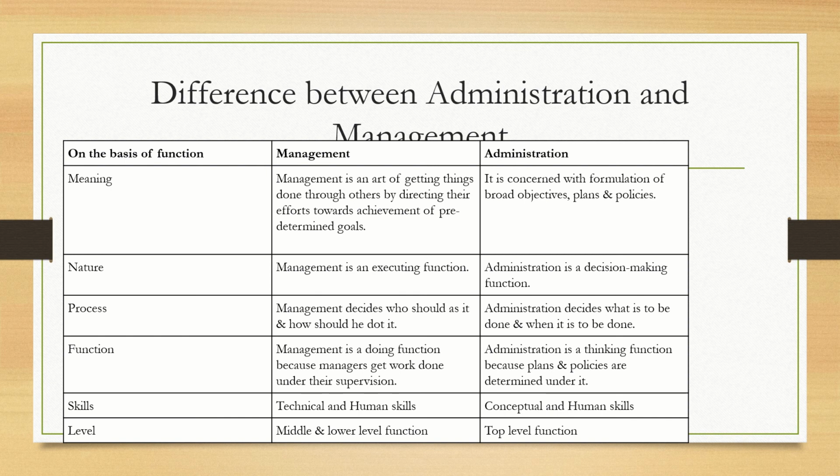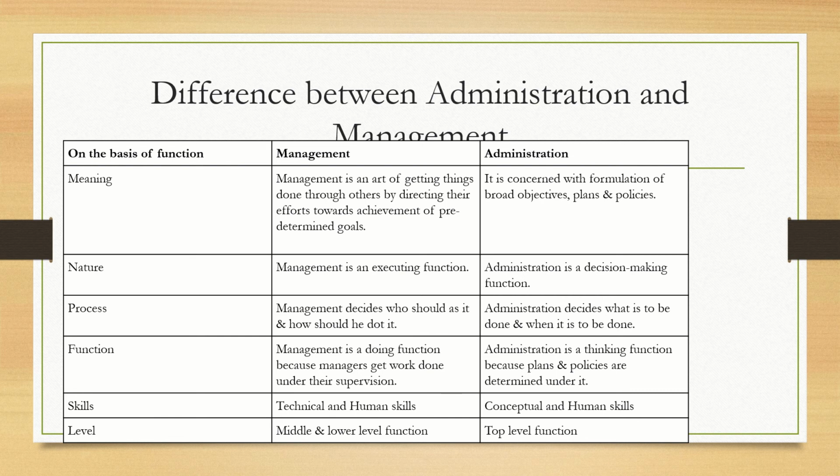The difference between administration and management. This topic is being explained on the basis of function. So let's understand how management and administration are differentiated on the basis of function. As we all know, management is the art of getting things done through others by directing their efforts towards achievement of predetermined goals. This is the meaning of management. As for the meaning of administration, it is concerned with formulation of broad objectives, plans and policies.